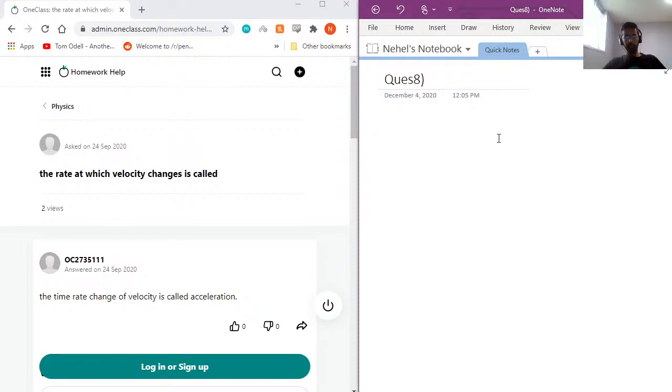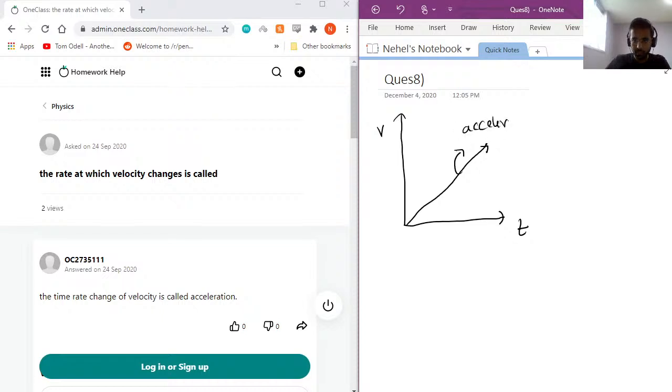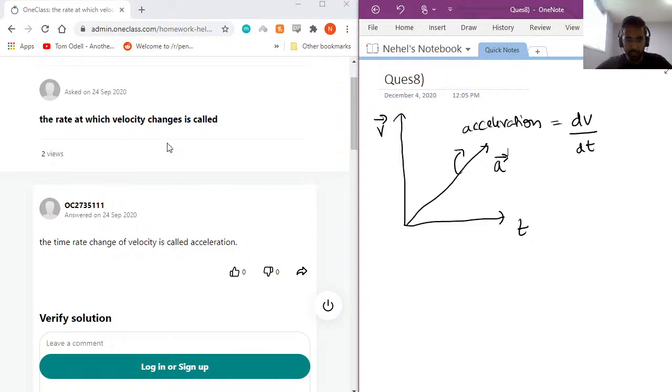What is the rate at which velocity changes called? Like we saw in the plot previously, if we have a velocity-time plot, and if we have it increasing linearly like this, the rate of change or the slope of this curve would represent the acceleration, which is also defined as delta v over delta t, and can be called the rate at which velocity changes. It's important to note that both velocity and acceleration are vector quantities. Therefore, depending on the slope and the direction, the acceleration can be positive or negative, and similarly, the velocity can be positive and negative as well. So the time rate of change of velocity is called acceleration. So this answer is correct.